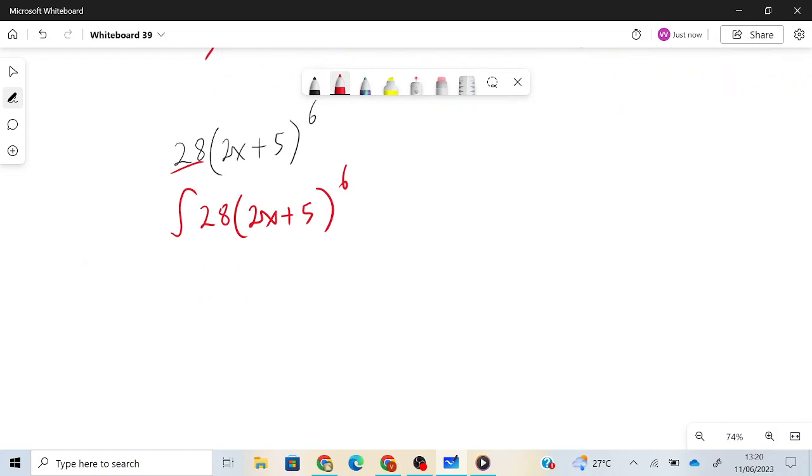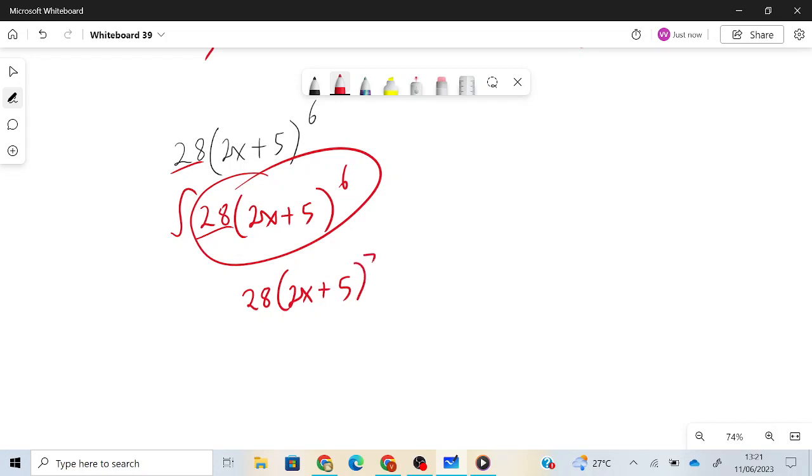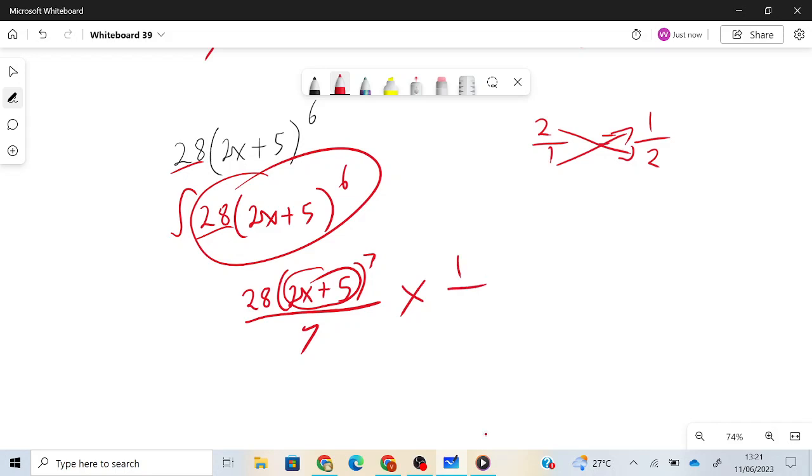Now, same thing, we don't bother ourselves with the coefficient yet. We do the basics first. We add 1 to the power and then divide it by the new power. So we have 28 into 2x plus 5 all to the power 7, because 6 plus 1 is 7, divided by the new power, which is 7, and we times this by the reciprocal of the derivative inside. If you differentiate what's inside, if you differentiate 5, you get 0. If you differentiate 2x, you get 2. And the reciprocal of 2, because you know 2 is the same as 2 over 1, is 1 over 2. You just switch the denominators and the numerators. So you times this by 1 over 2.